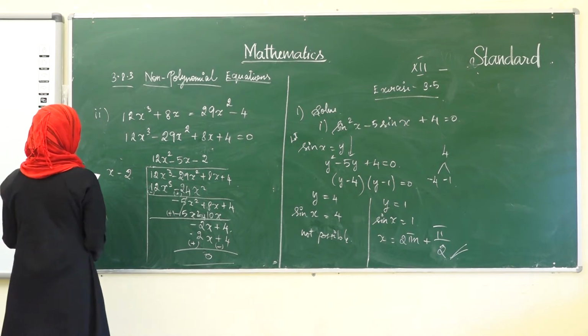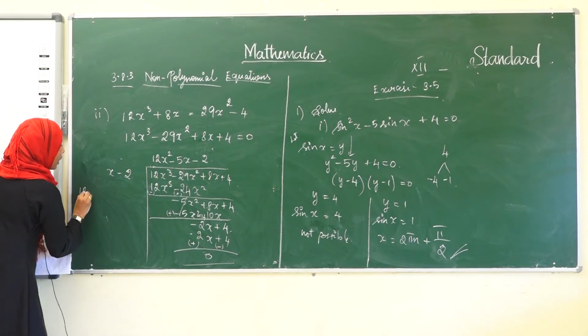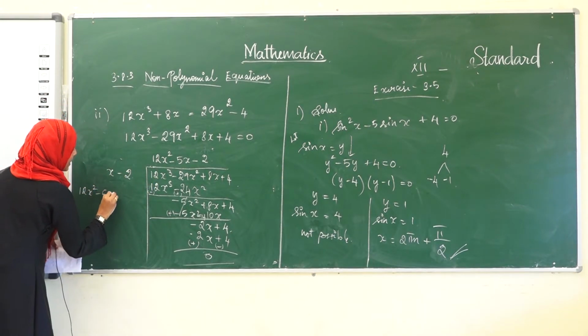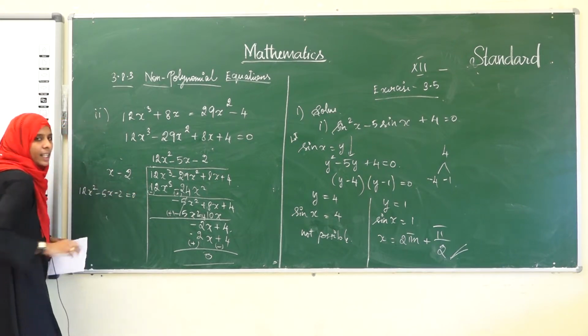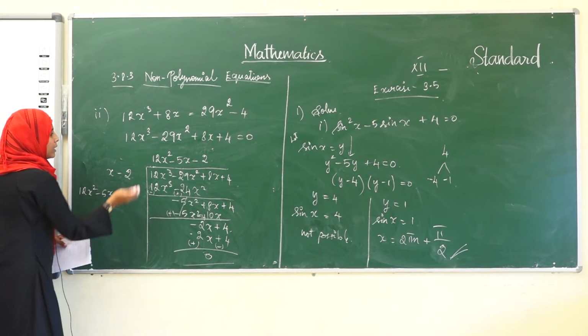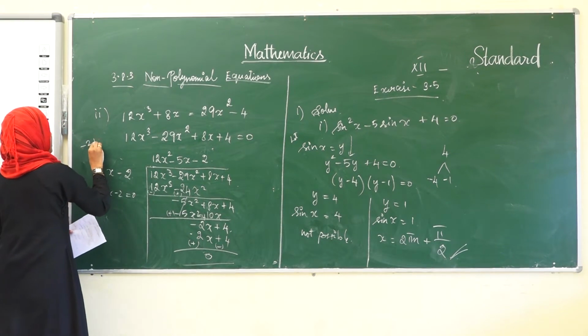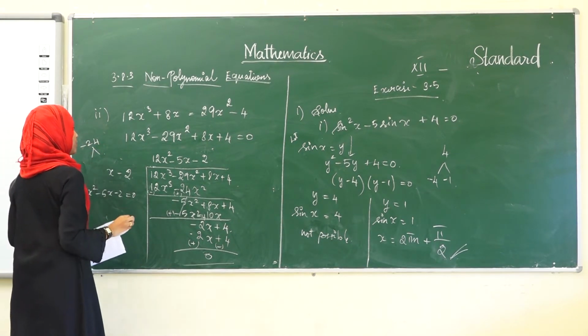See here, what's the quotient we got? 12x square minus 5x minus 2 is equal to 0. This is the other factor. We are going to factorize this. So, 12 into 2 is minus 24.